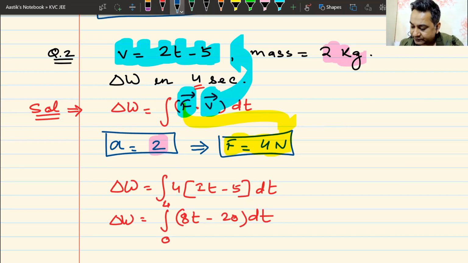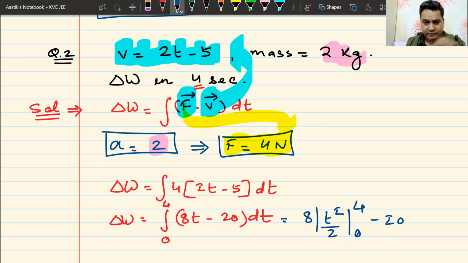What is the value of this integral? 8 comes out. Integral of t dt is t squared by 2. So I put t squared by 2 and then I put the limit from 0 to 4. Then what happens? Minus 20 is taken out. Integral of dt is t. So it is simply minus 20t from 0 to 4. I can now simplify this. I can put the values. Tell me what answer you are getting.